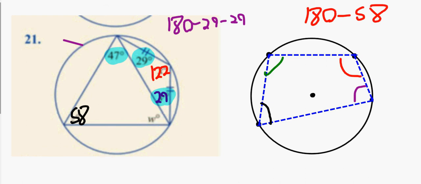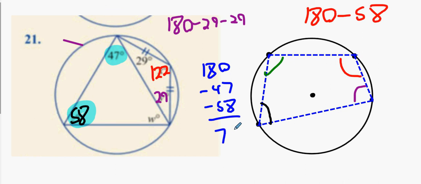Alright, and now a third way of doing it, which is even quicker, is 180 take away 47 take away, and what do you get? I got 75. Alright. 3 different ways. That was the quickest. One of them was much longer, but they all get you to the same place, don't they? Happy days. Can you do 22?